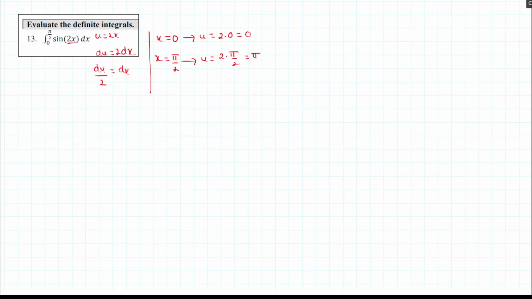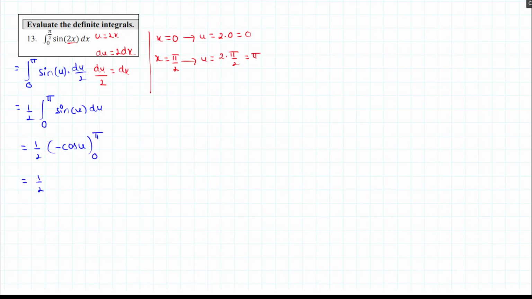Now let's rewrite this integral. The lower limit 0 stays 0, and the upper limit pi over 2 becomes pi, and the sine 2x is sine u, and the dx is du over 2. That is how we can factor out the 1 half. So 1 half integral 0 to pi sine u du, and the integration of sine u is negative cos u.